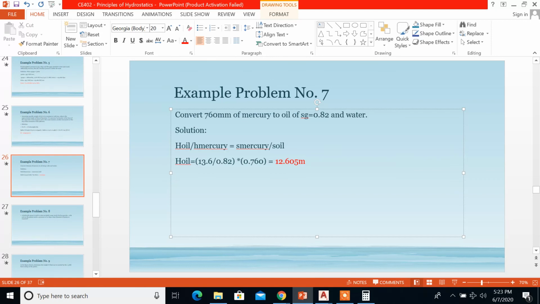And next, wait lang, kuha lang tayong tubig. Water break.